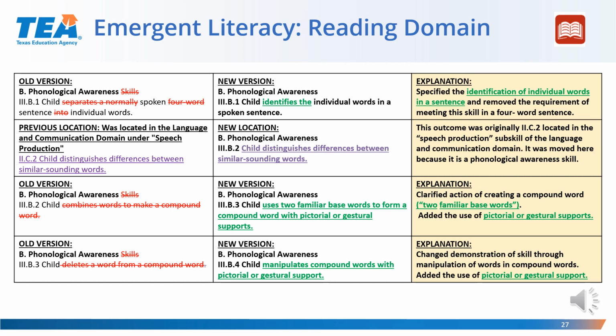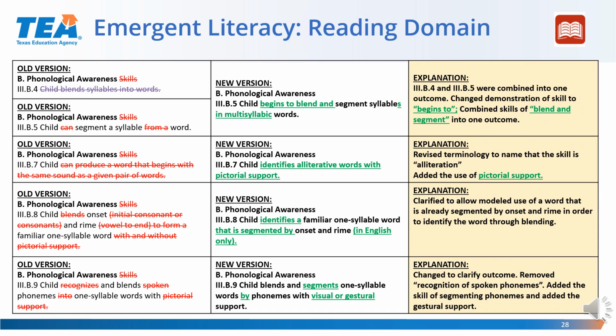3B4 changed skill from just deleting a word from a compound word to manipulating compound words. It also added the use of pictorial or gestural supports. Here are the second half of the revisions for the subskill area of phonological awareness.